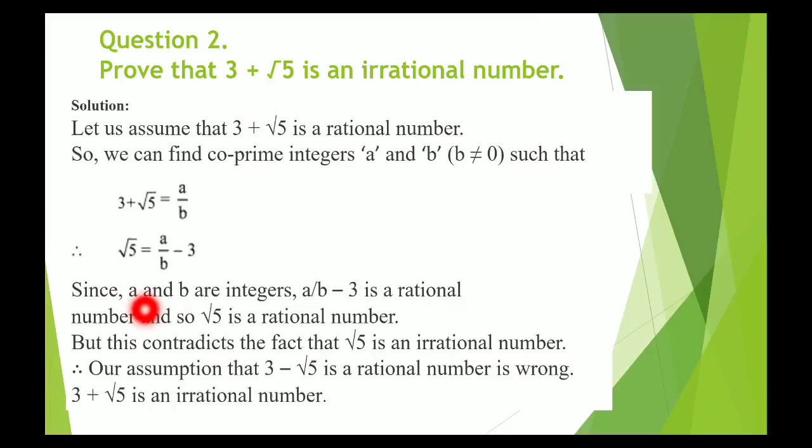Since we know that root 5 cannot be a rational number, our assumption which we have made is wrong. This contradicts the fact that root 5 is an irrational number. Our assumption that 3 plus root 5 is a rational number is wrong. So our assumption became wrong. If it is not a rational number, then it will be an irrational number. Therefore 3 plus root 5 is an irrational number, hence proved.